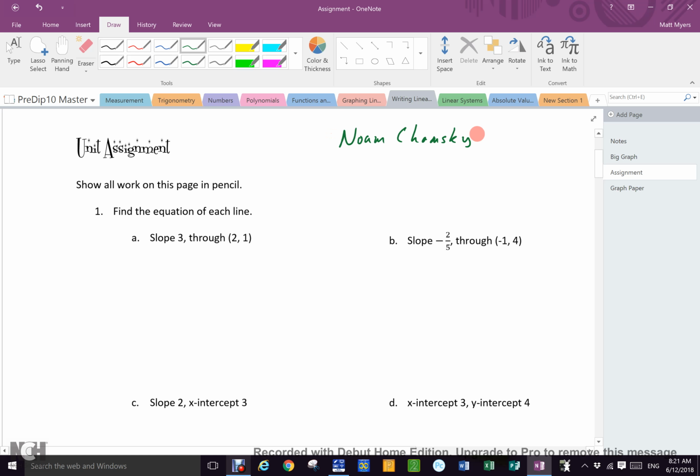All right. Allow us to go on. Now, a lot of kids have a lot of problem with this page. What does the question say? Excellent. How many different ways can we write the equation of a line? 4. Slope-intercept, point-slope, general, and standard.